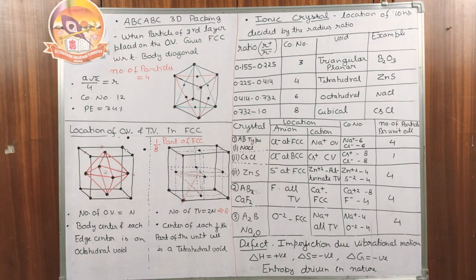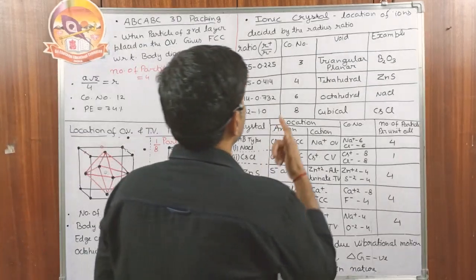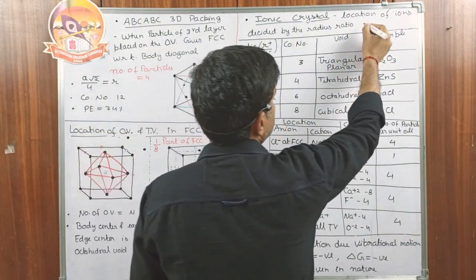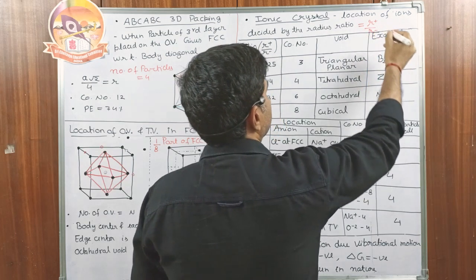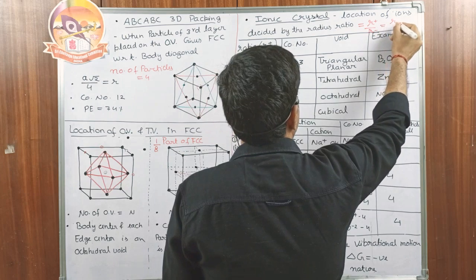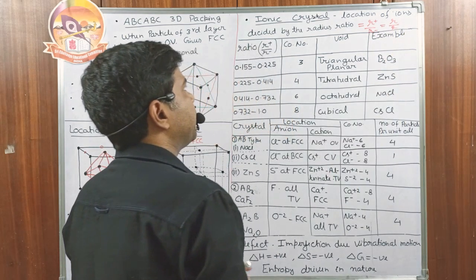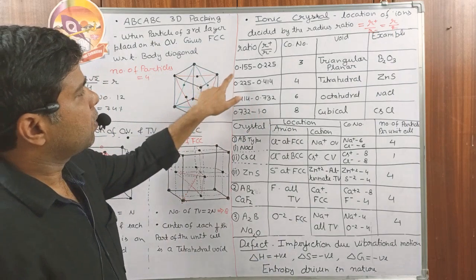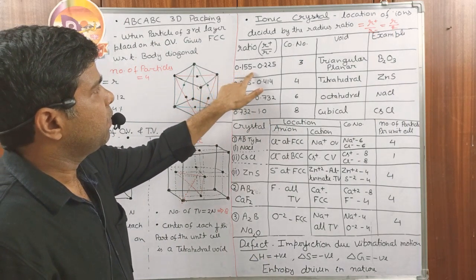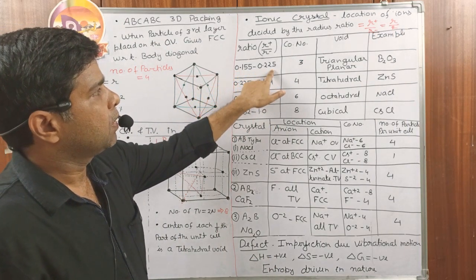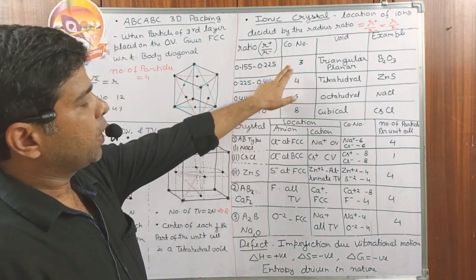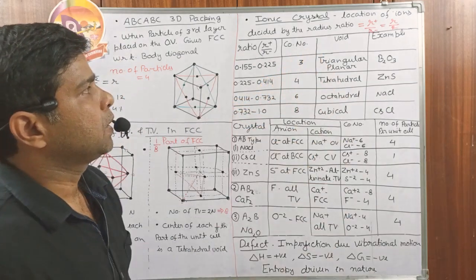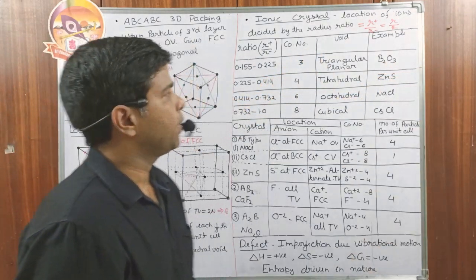In this case we have to find out the radius ratio. What is the radius ratio? Radius ratio is generally the radius of the cation divided by the radius of the anion, or we can say the radius of the smaller particle divided by the radius of the bigger particle. If the radius ratio lies between 0.155 to 0.225, then the smaller particle occupies the triangular void, and the triangular void has coordination number 3. Example is boric anhydride B2O3.